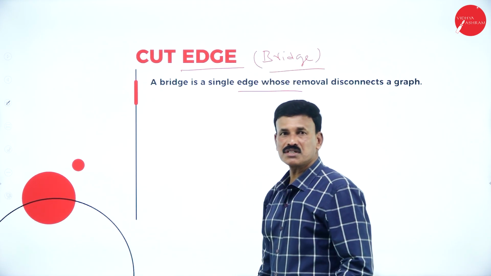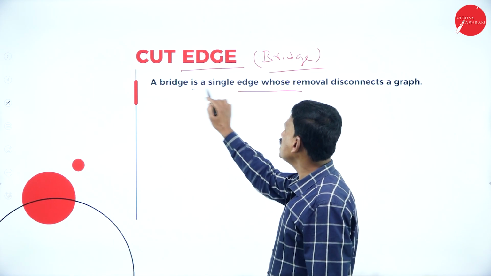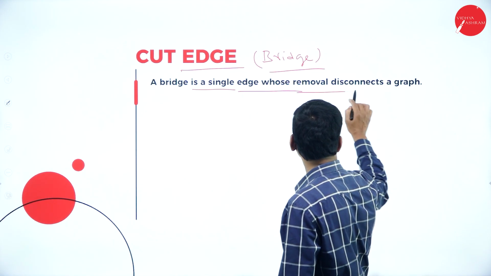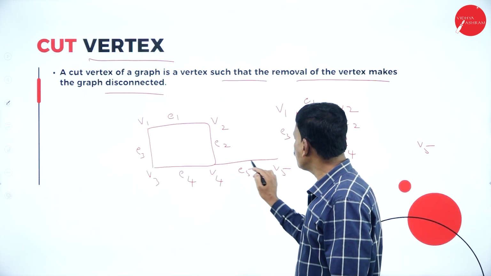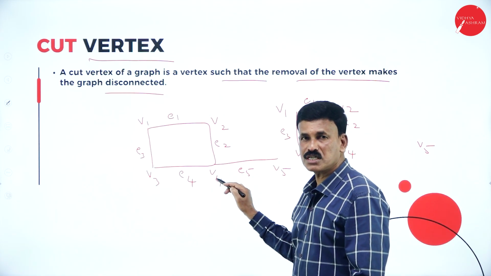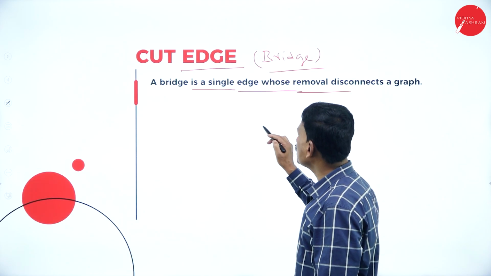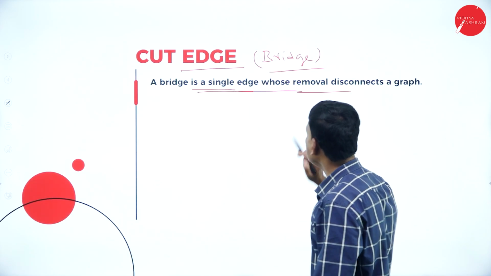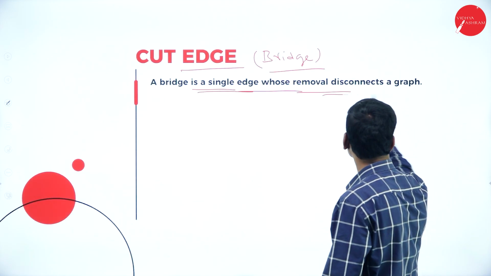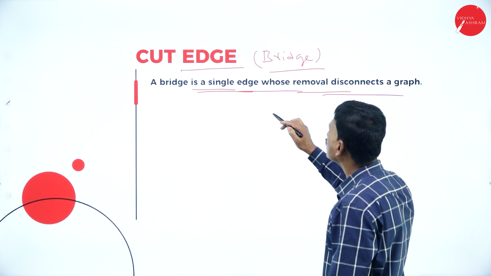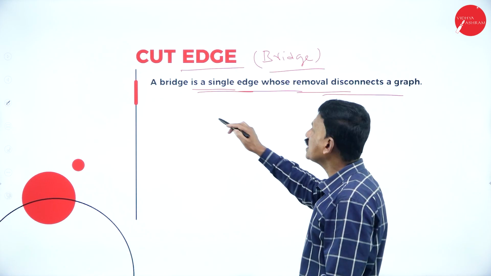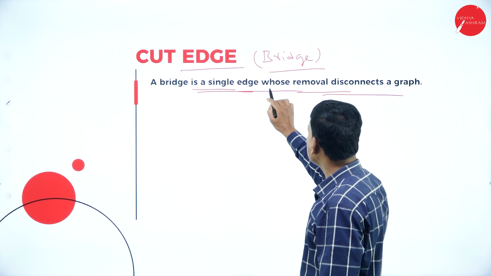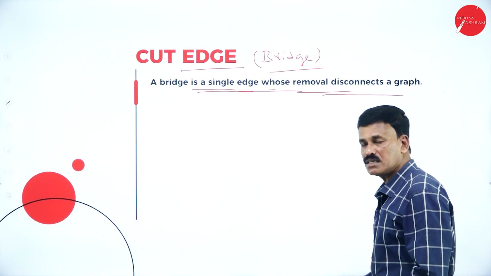Cut edge, or it is also called a bridge. A bridge is a single edge whose removal disconnects the given graph. In the previous cut vertex, if a vertex is removed, the graph also becomes disconnected. Similarly, if a single edge is removed from the graph, it also becomes disconnected. That is called a cut edge. So removing an edge that disconnects a graph is called a cut edge. A bridge is a single edge whose removal disconnects the graph.